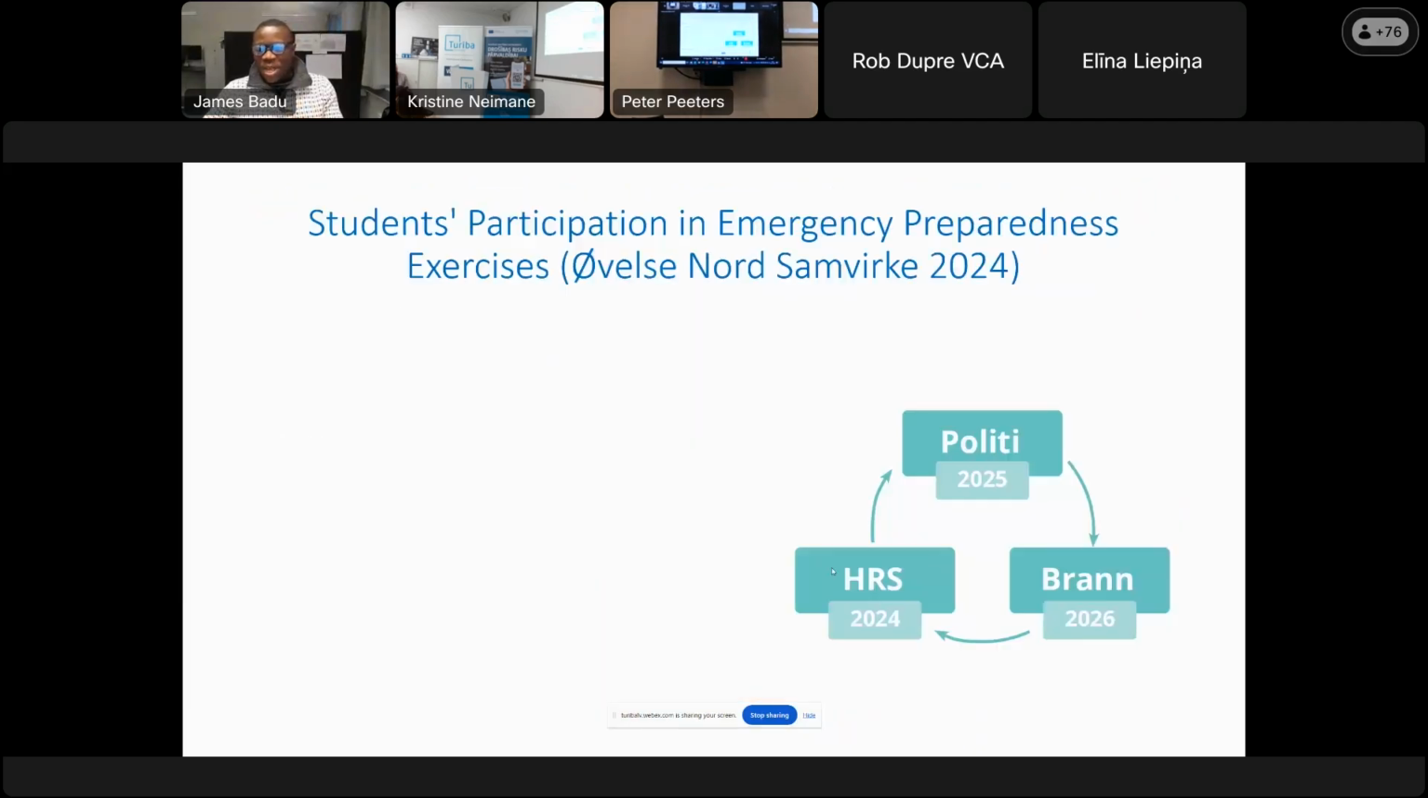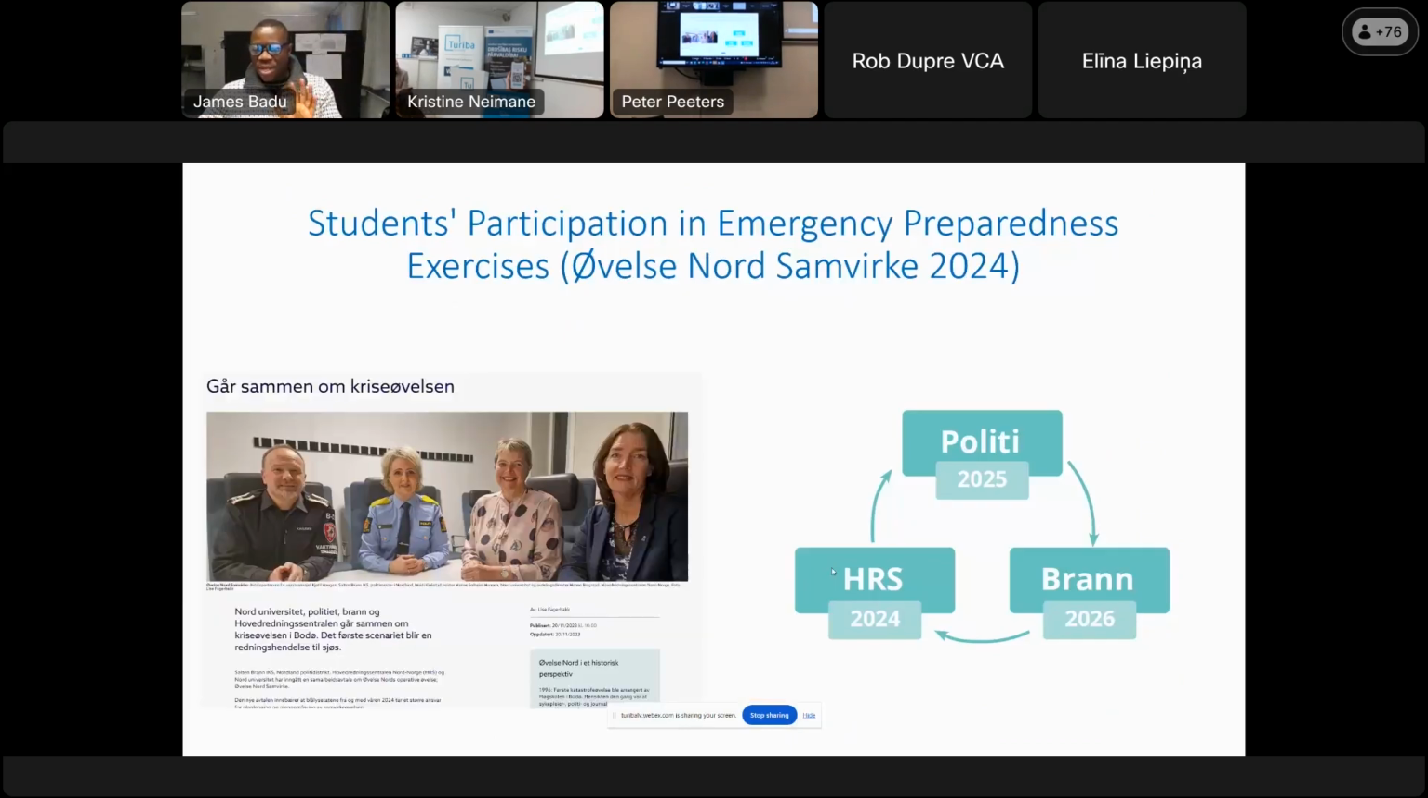So I will now talk about one of our exercises, the Oversnod, which is a big exercise here in Norway, where we include almost 1,000 participants. It's between four main actors: the fire department, the health department, the police, and the university. So we represent, and we also have the joint rescue. Every year is a rotation.